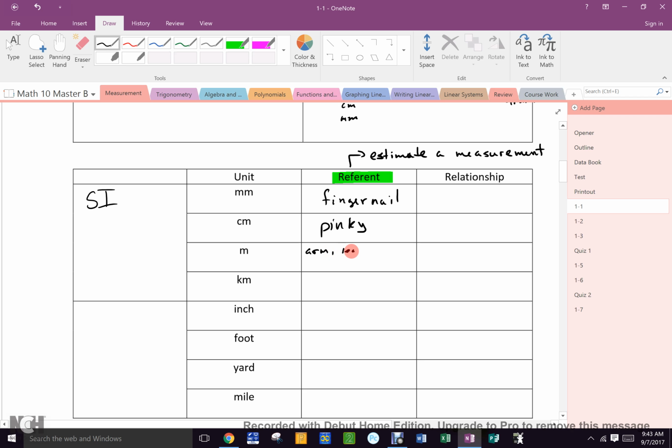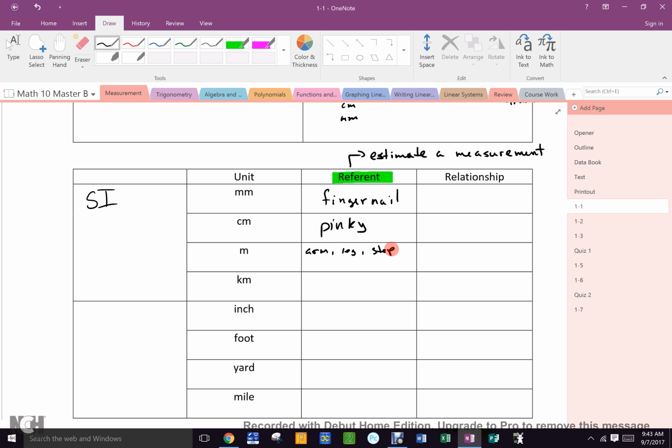Anyway, so we had somebody said an arm. Somebody said a leg. What about a step? You guys, when you go play football with your buddies, how do you measure a yard? You take a step, right? So a step. Cool. What about a kilometer?